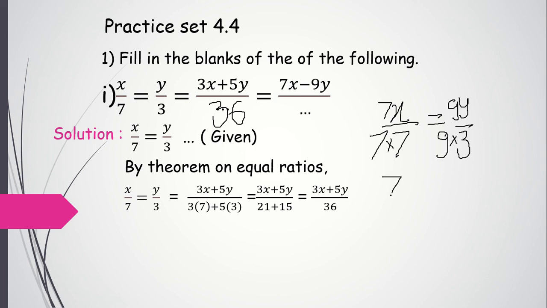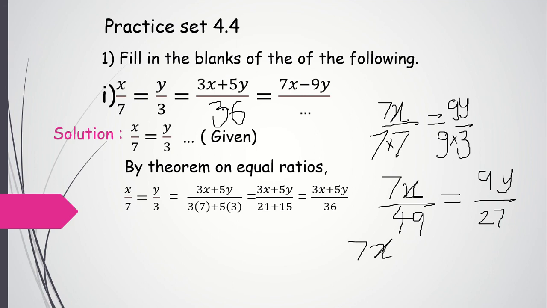Now I got 7x upon 49 is equal to 9y upon 27. Now we will say, by theorem on equal ratios, we have to subtract. So we will subtract both the ratios by theorem on equal ratios. 7x minus 9y upon 49 minus 27. Subtract and you will get the answer that has to be written there.